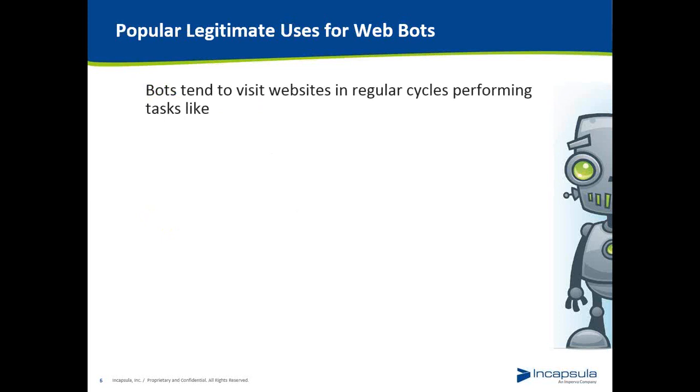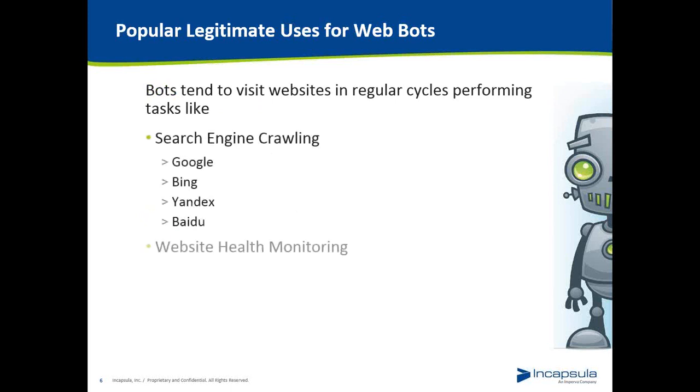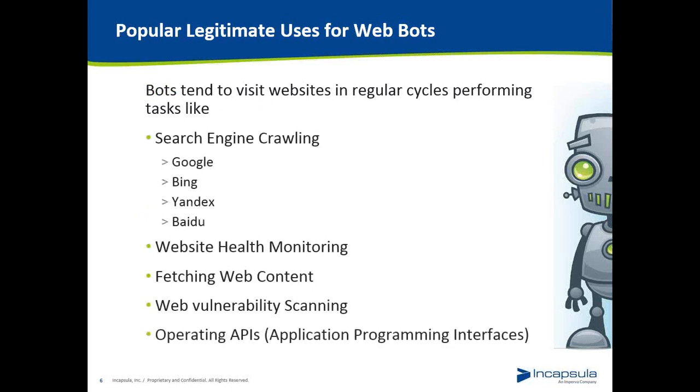So bots are responsible for many small jobs that amount to critical tasks that we take for granted, such as populating search engine results. Also, bots usually visit websites in regular patterns and do things like checking if websites are online, whether they're available or not, measuring their speed, helping to fetch content, powering APIs. They can also be used to scan websites to find security vulnerabilities. And that's an important one which we'll come back to and talk a little bit more about later.